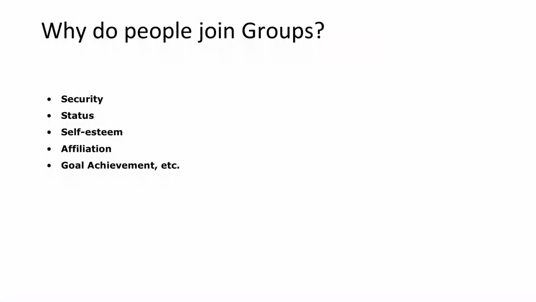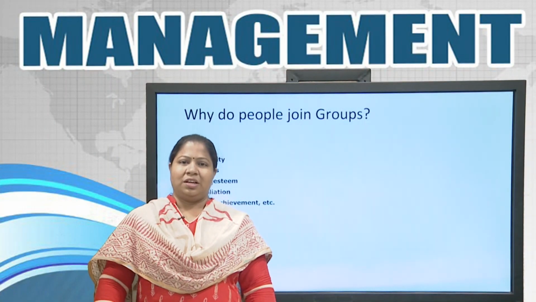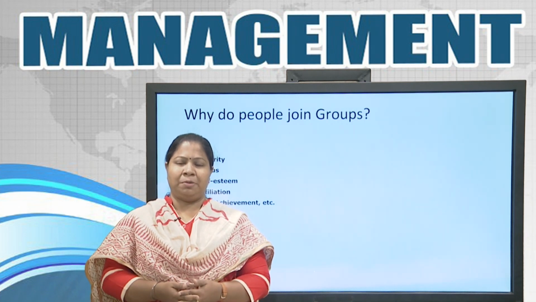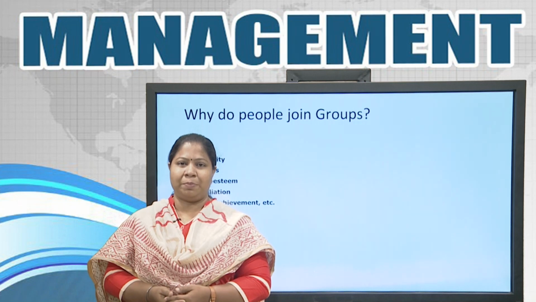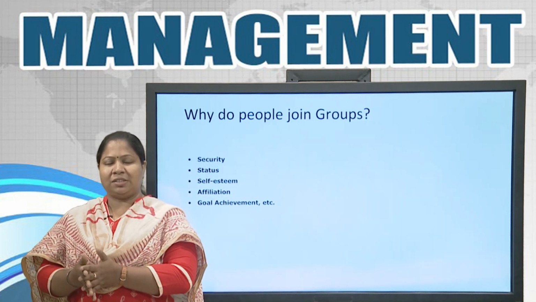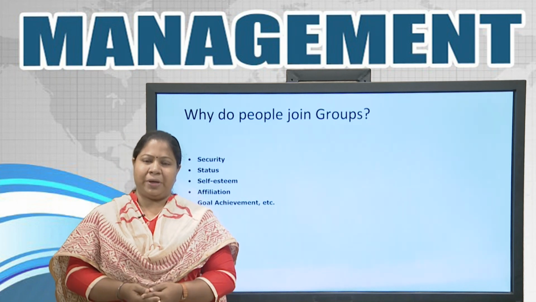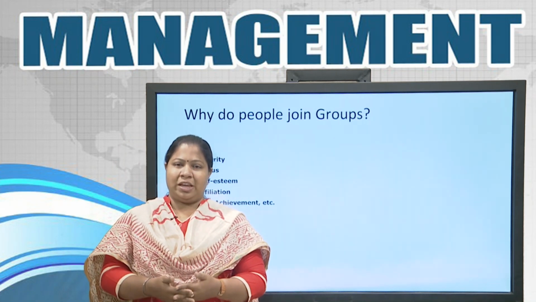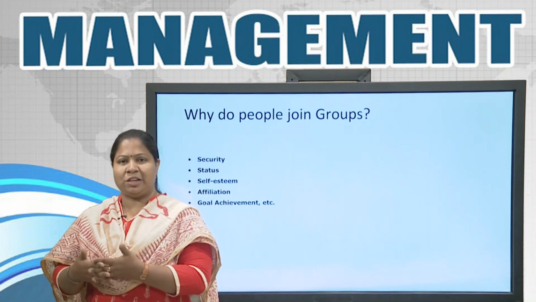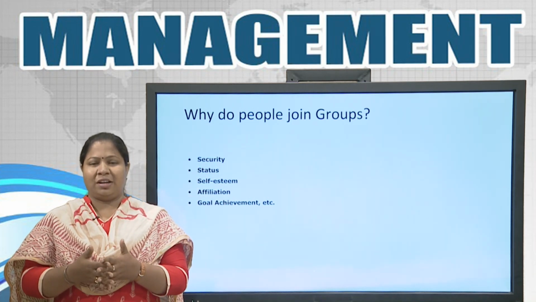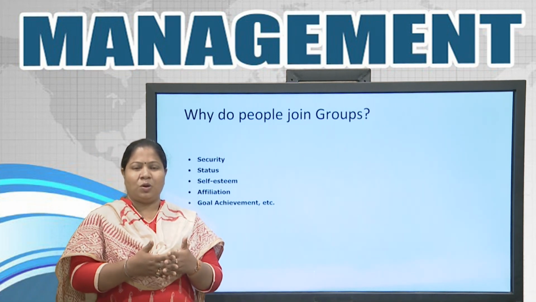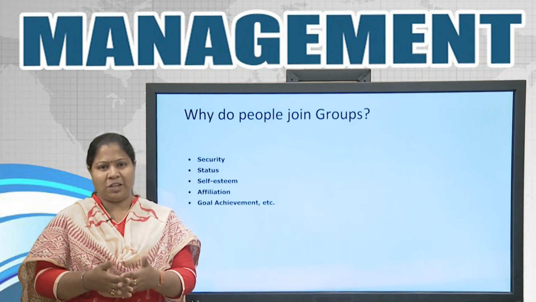Next, why do people join groups? We need to understand that we humans are social animals. Why do we want to join groups? The first reason is social security. We will always try to stay in a group. If you take the example of home, you stay with your father, mother, siblings, your grandparents, then you go out to a marriage, you will see your uncles, aunties, cousins. So these all are individual members who form a group. We come together for security.